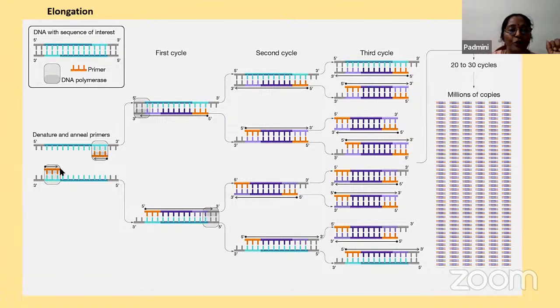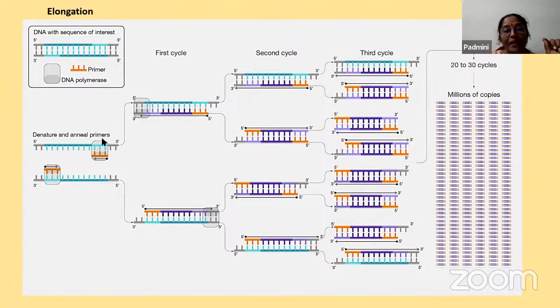Now, what is the first step? In the first step, you're going to denature the DNA strands. So this is the strand that you have denatured. Denature means we're going to separate them. And once it is separated, the primers are going to get attached onto the strands on either side, and they are going to get elongated from 5' to 3'.